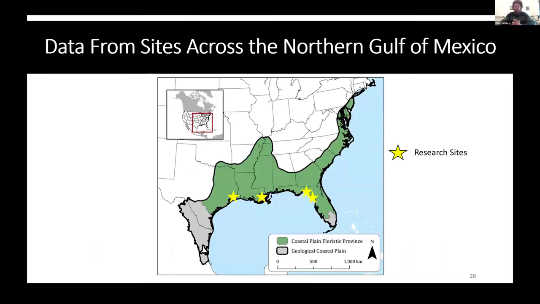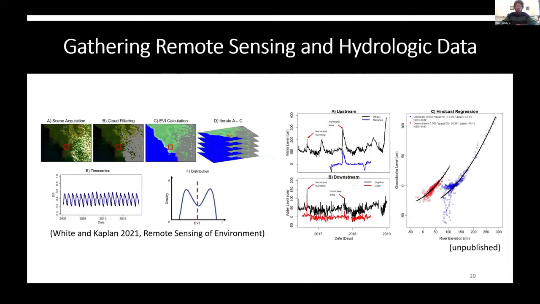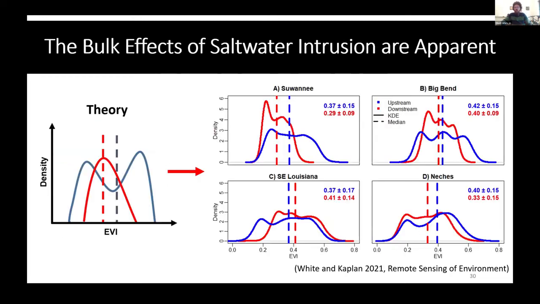And so we had four sites across the northern Gulf of Mexico. And at those sites, we had been doing field work for several years, so we had a very good understanding of the ground-based context. So this is a brief method slide, but we extracted data, and we had some hydrology that we also used to help contextualize the changes. Very briefly, the takeaways from this were that the bulk effects of saltwater intrusion were apparent. So we could see shifts in the median value of the data, changes in distribution.